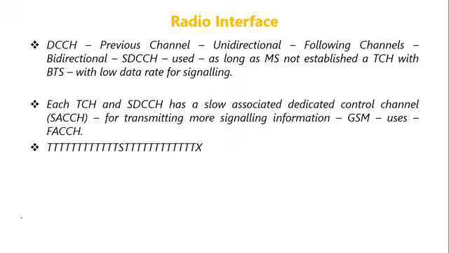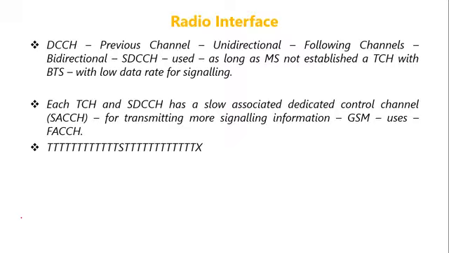Each TCH and SDCCH, that is the standalone dedicated control channel, has a slow associated dedicated control channel, which is used to exchange system information. This slow associated dedicated control channel is used to exchange certain system information such as channel quality and signal power level.